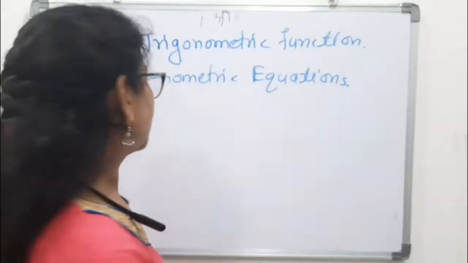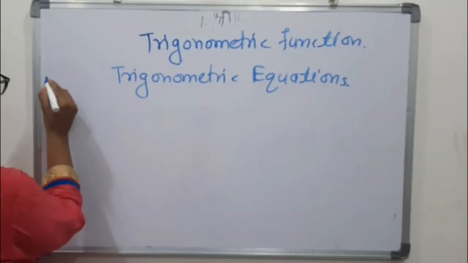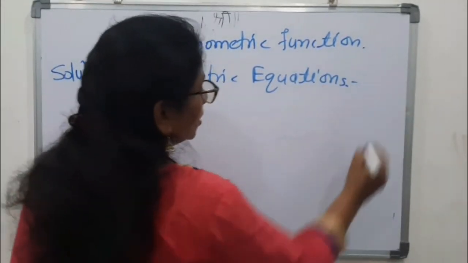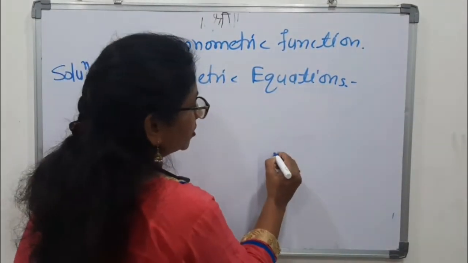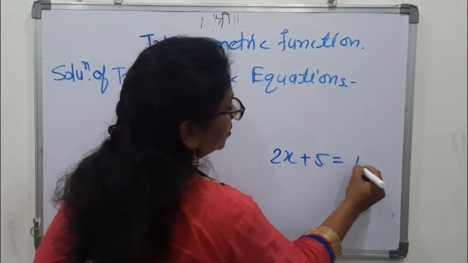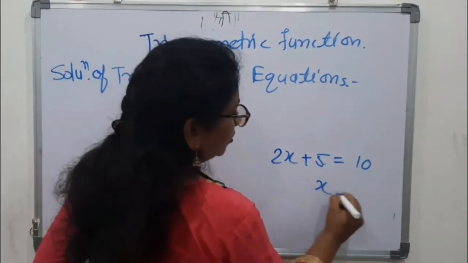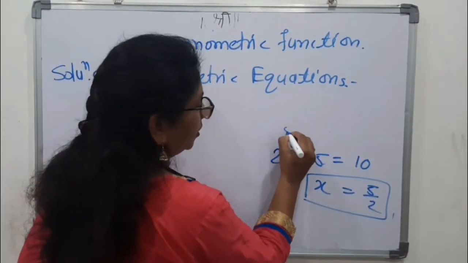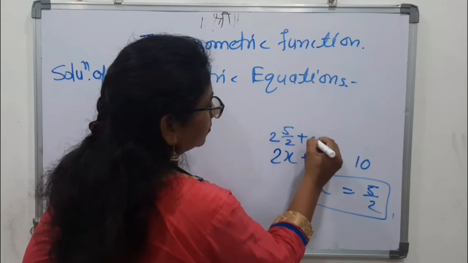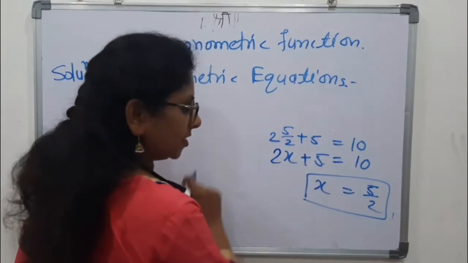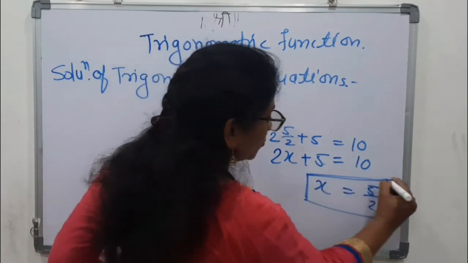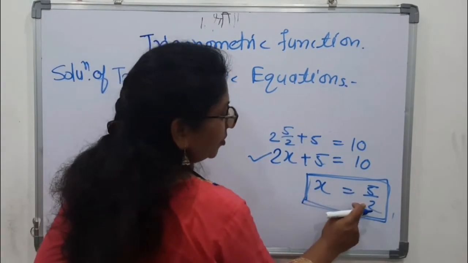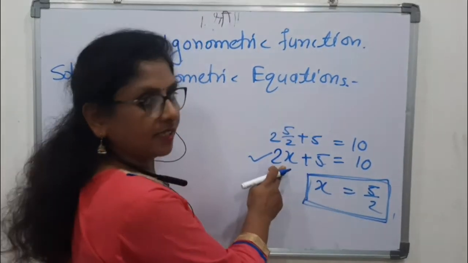Therefore, this is also a trigonometric equation. Now let us see the solution of a trigonometric equation. Suppose in an algebraic equation, 2x plus 5 equals 10, then x equals 5 by 2. If we put this 5 by 2 here, this equation is satisfied. It means x equals 5 by 2 satisfies this equation, so x equals 5 by 2 is the solution of this algebraic equation.